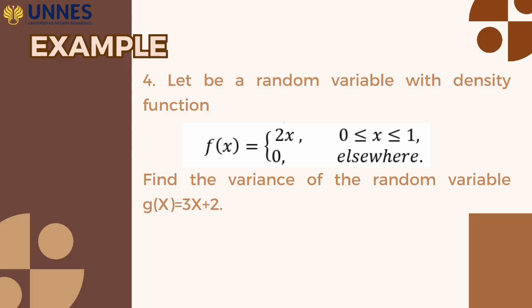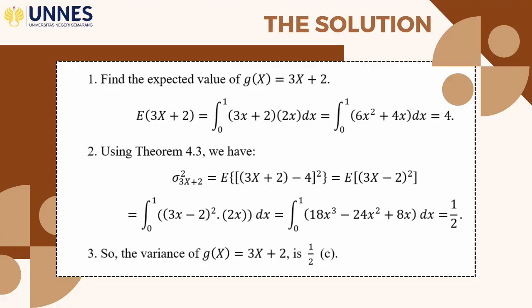Okay, we have an example for continuous. Let X be a random variable with density function f(x) equal to 2x if x is between 0 and 1, and 0 elsewhere. Find the variance of the random variable g(x) equal 3x plus 2. So g(x) equal 3x plus 2 is the function, okay? And we have the solution.